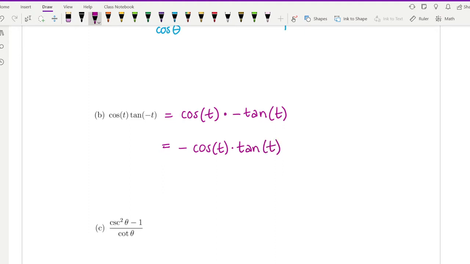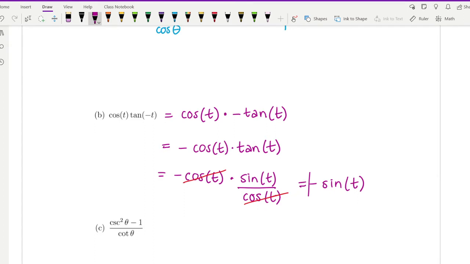Now that we have the same input, this is where it will be helpful to rewrite things in terms of sine and cosine. For cosine, there's nothing we can do, but we can rewrite tangent as sine of t over cosine of t. And now we can see that we have a cosine in the numerator and the denominator. Those are going to cancel out and we're going to be left with just negative sine of t. And so that is our final answer.